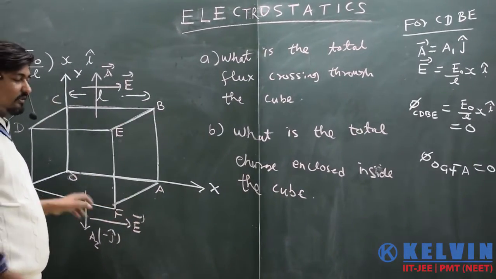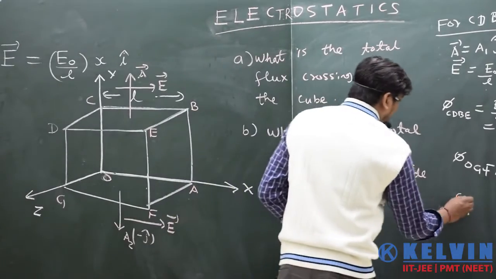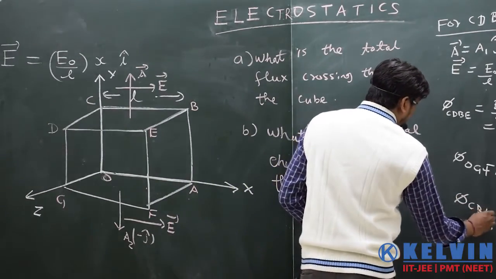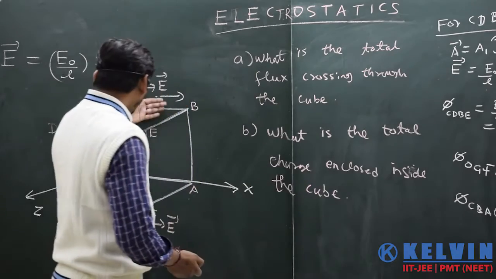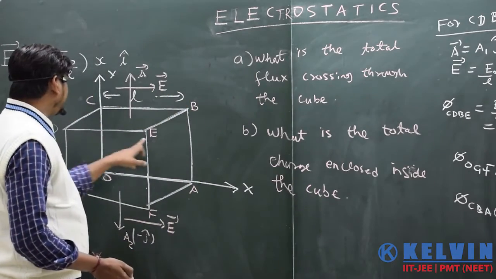In the same manner, you can easily see that for surface CBAO the flux will be 0, and parallel to that surface is DEFG.